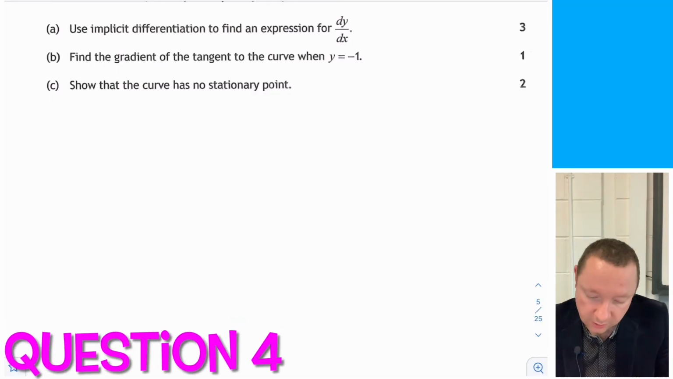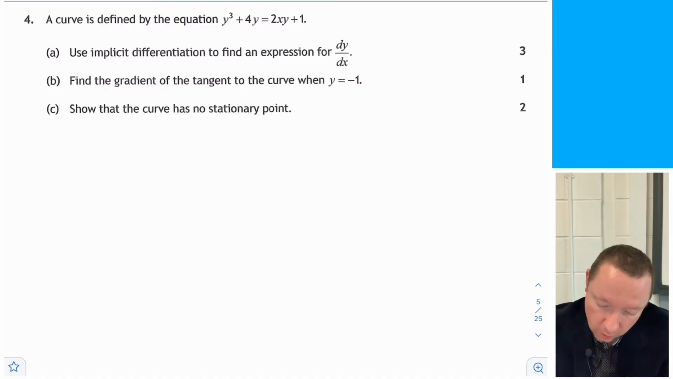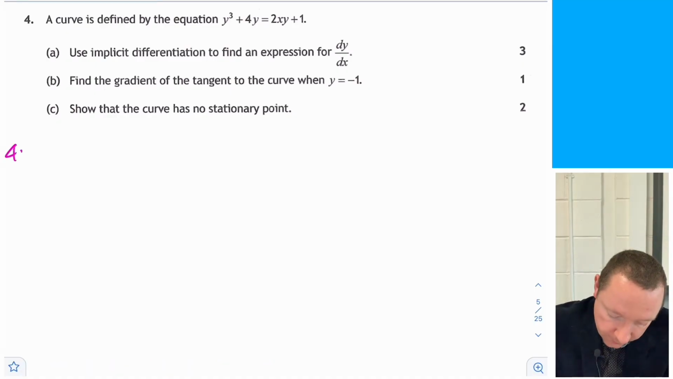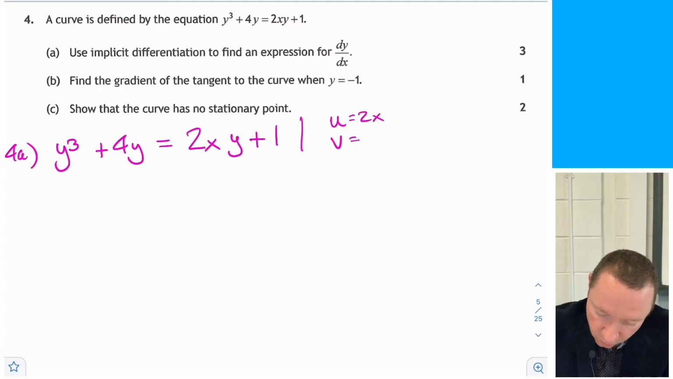Question 4, use implicit differentiation to find an expression for dy by dx. So we've got for 4a, y cubed plus 4y is 2xy plus 1. Now this bit here is a product, so for the product rule we're going to say that u is 2x, v is y, so u dash is 2, but v dash is just going to be dy by dx.